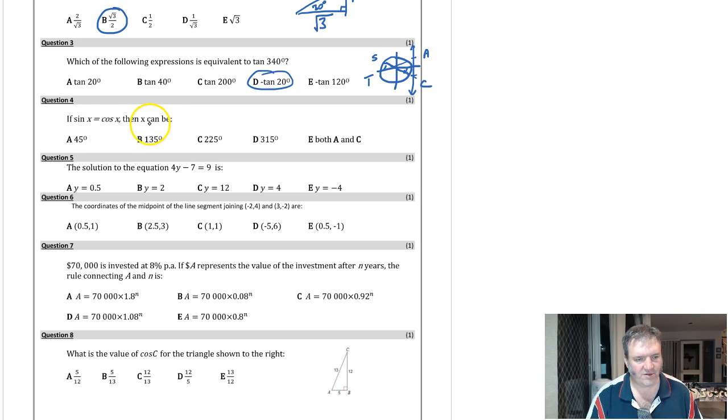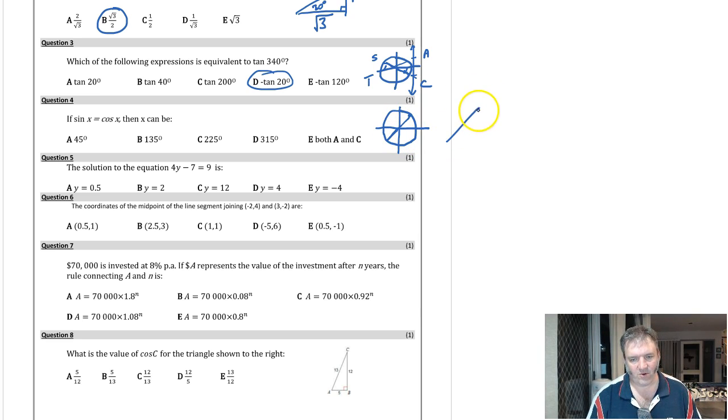If sine x equals cosine x, then x can be. So sine and cosine are the y and x coordinates as we go around our unit circle. So most of your trigonometry is going to come back to your unit circle. Where are sine and cosine equal? So either when they're both positive here, or both negative and the same amount. Now what amount is that?